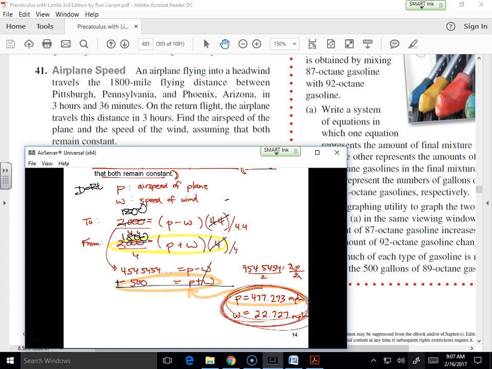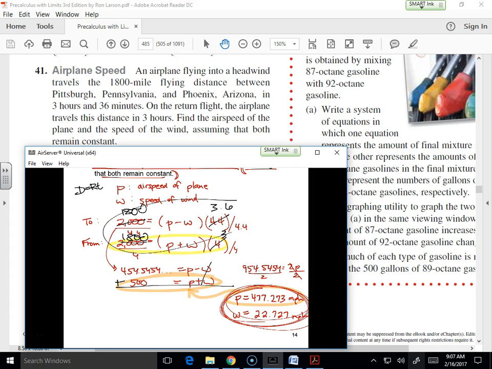3.6. And how did you find that? Couldn't you do 3 plus 36/60ths of an hour? Wouldn't that work? But some people have already done that work for us, and they figured out 3.6. And then the other one's going to be 3 hours.